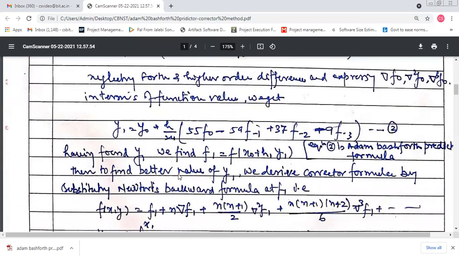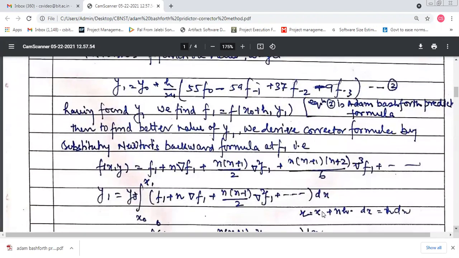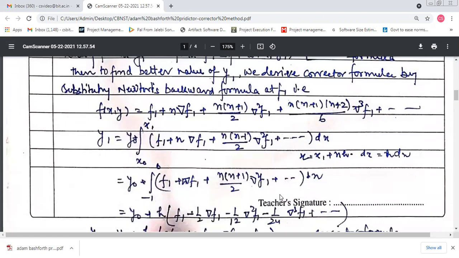Now, knowing the value of x1, y1 and f1, then for the better value of y1, we derive the corrector's formula by substituting the Newton's backward formula at f1. Here f(x,y) will be equal to, now this value has been put into the Newton's backward formula, so we'll be getting f(x,y) is equal to f1 plus n delta f1 plus n into this, and then we are going to integrate with respect to x, from x0 to x1, and so we will be getting like this.